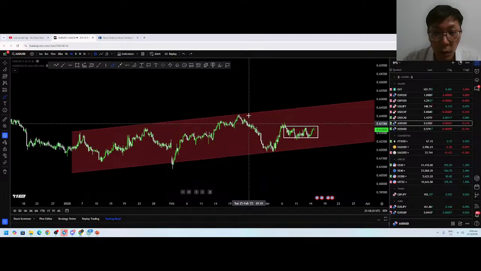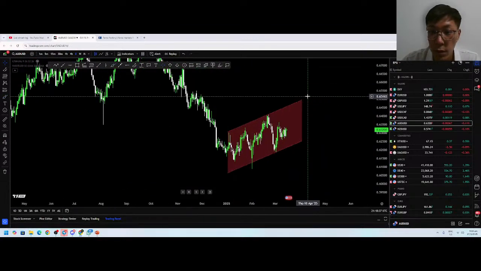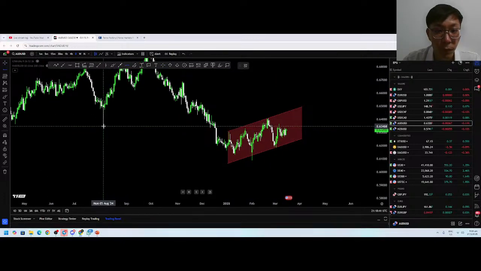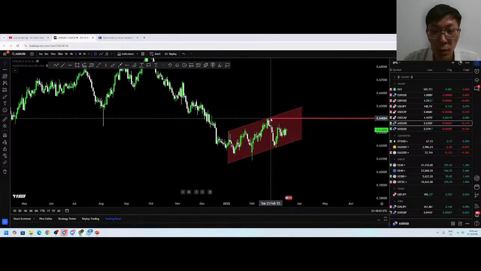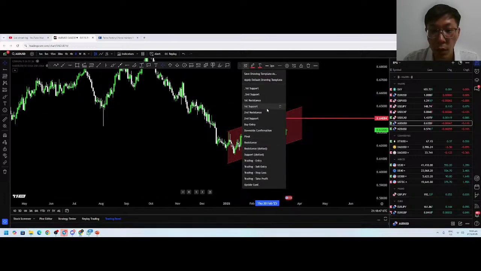Okay, but let's mark out our daily time frame first. All right, so this is our, yeah, I think this is a good level. Okay, this is just a swing high level.